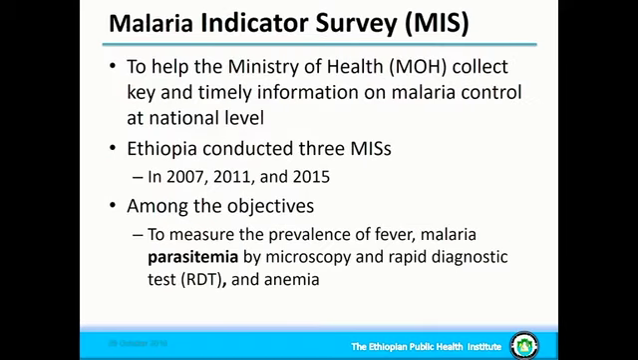So malaria indicator surveys are conducted to generate data for the Ministry of Health that will provide timely information on malaria control at the national level. Ethiopia has conducted 3 malaria indicator surveys, in 2007, 2011, and 2015. Among the objectives of the malaria indicator survey is to measure the prevalence of fever, the prevalence of malaria parasitemia, and anemia.